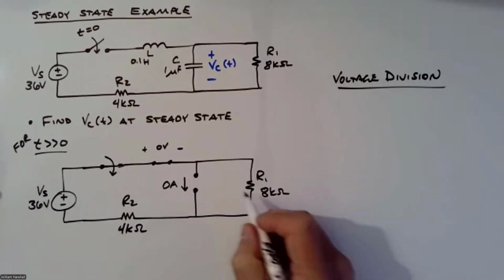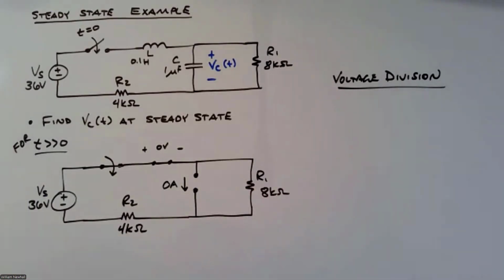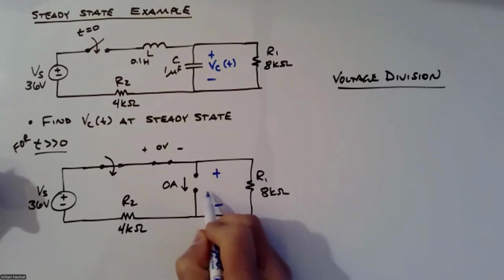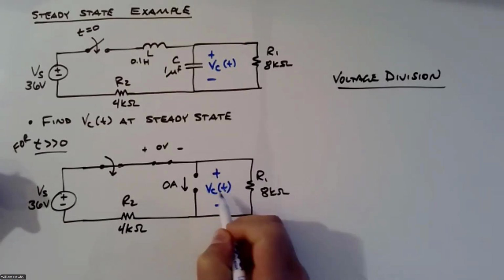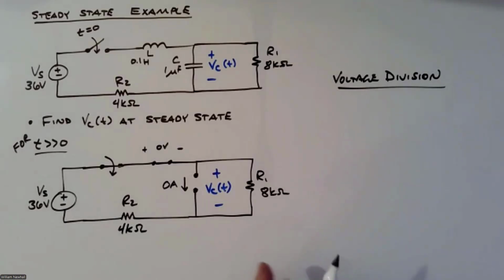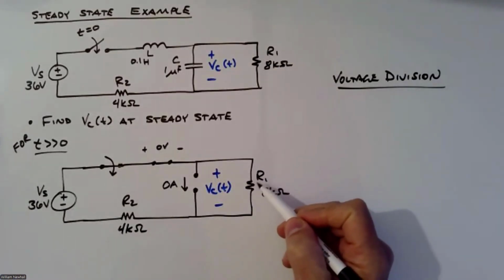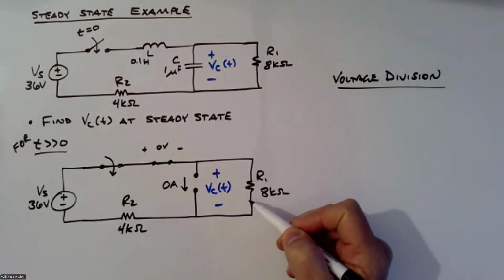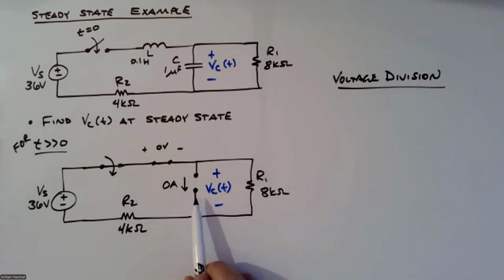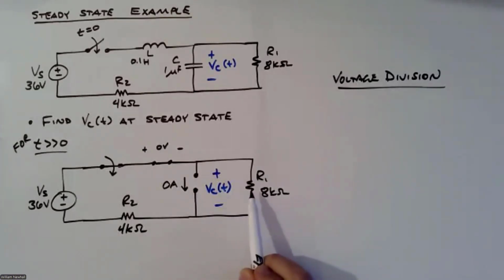Well, I'm trying to find this voltage, Vc of t. I should have written that first to recognize that we're trying to find the voltage across that resistor. Well, really, we're trying to find the voltage across the capacitor, but that's the same as the voltage across R1 in this case.